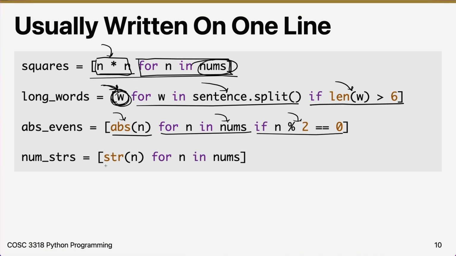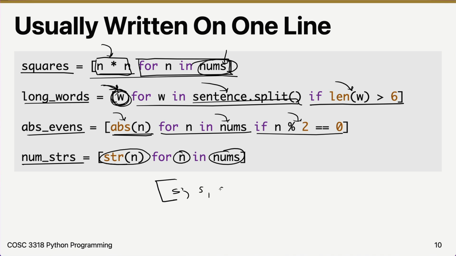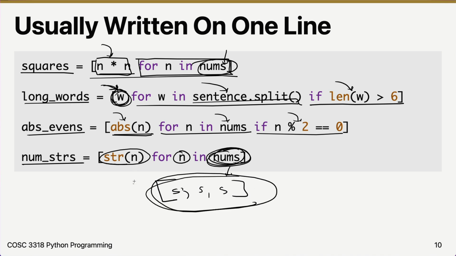And in some cases, we can transform it to a different data type. So everything we have here, if nums contains a list of numbers, squares is going to contain a list of numbers. Here, sentence.split is going to contain a list of strings. Long words will be strings. Here, we're taking the absolute value of numbers, and so this will be numbers. In this case here, we're taking each number in n and converting it to a string. And now num strings is going to be a list of strings, which originally came from a list of numbers. We took a list of numbers and transformed, or mapped, it into a list of strings using the string operator. So that's pretty cool right there.